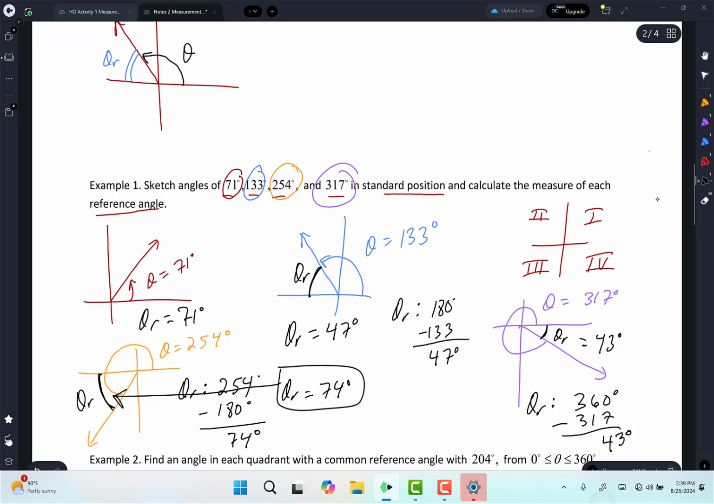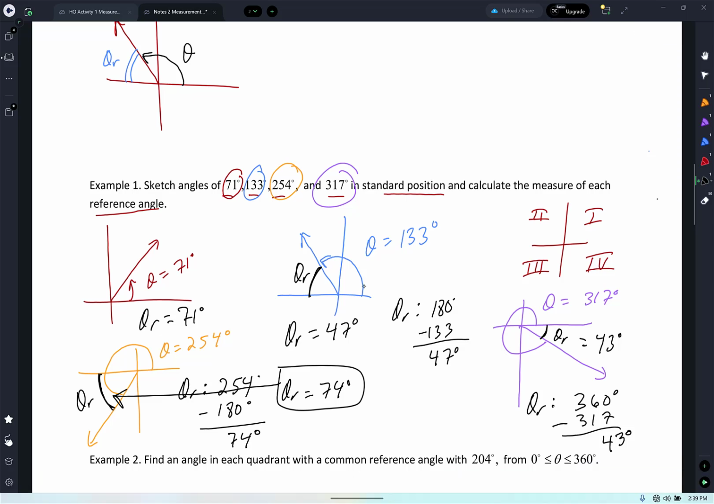It just depends where you are at and what quadrant. If I'm in quadrant 1, leave it alone. If you're in quadrant 2, you're going to go 180 minus whatever your angle is. If you're in quadrant 3, it's your angle minus 180. If you're in quadrant 4, 360 minus your angle. You're never going to use the 90 or 270 because it's not with respect to the vertical. It's with respect to the horizontal axis. Good question. Always with respect to the horizontal.